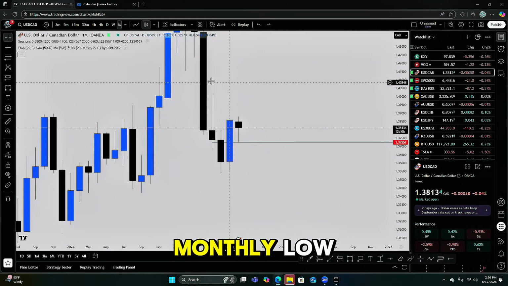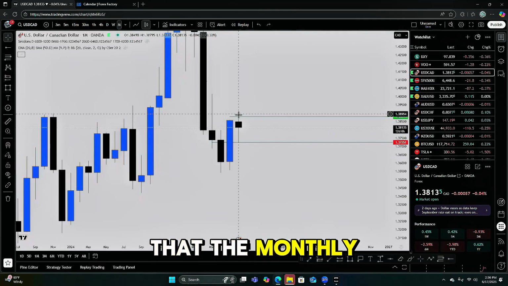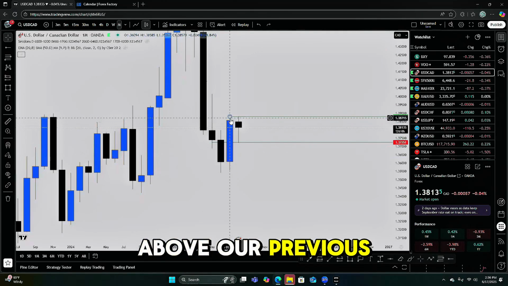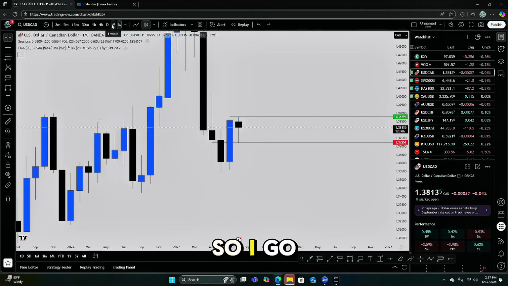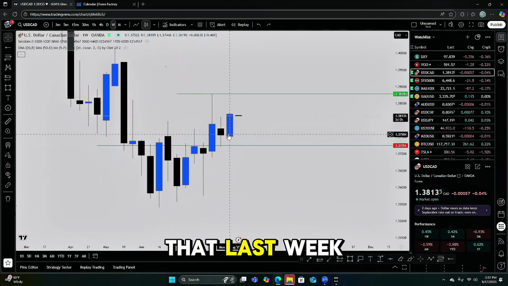I like to mark up my monthly low, and I also like to mark up the monthly high. I see that the monthly high already broke above our previous monthly high. So I go down to the weekly. I also see that last week closed bullish as well. If last month closed bullish and last week closed bullish as well, in the back of my mind I'm already knowing that the buyers have a lot of value. So my bias is leaning more toward buys than sells. I'm looking for buys.